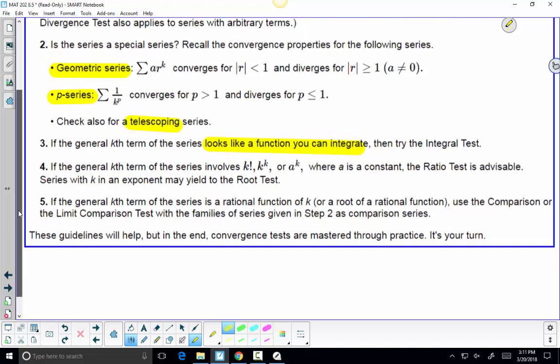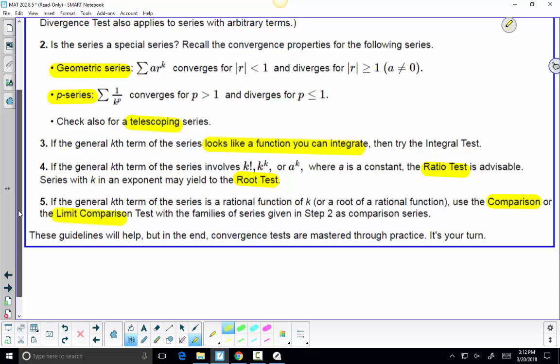So then we have our new ones. If a sub k has a factorial or powers, ratio test is usually a good way to go. And if we have a power of k on the outside, a big exponent of k, then the root test. And then the last thing is the comparison test. So if we can use one of the previous ones, go for it. If not, then we jump to our comparison. So ratio, root, and then comparison or limit comparison. Those are all our tests so far.